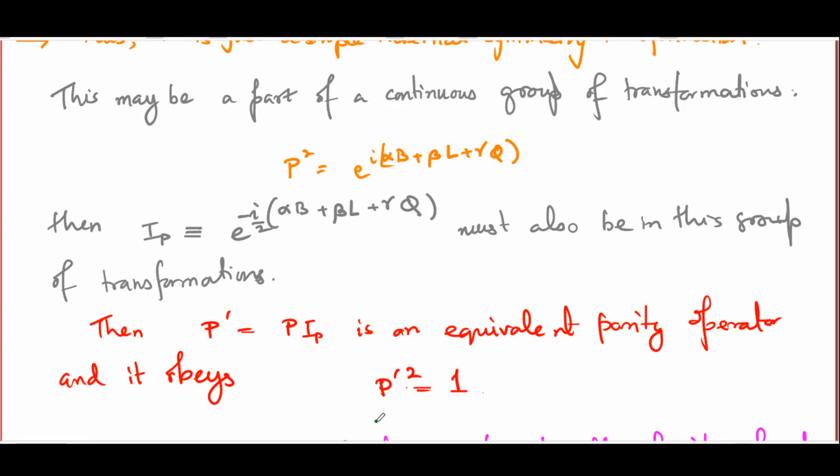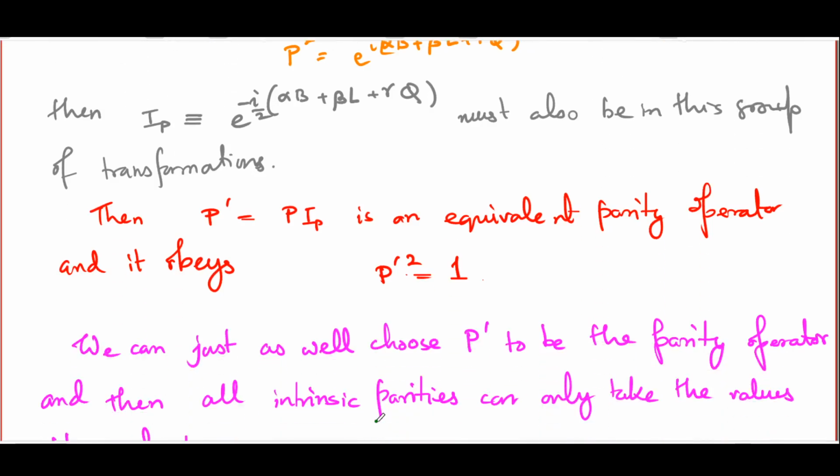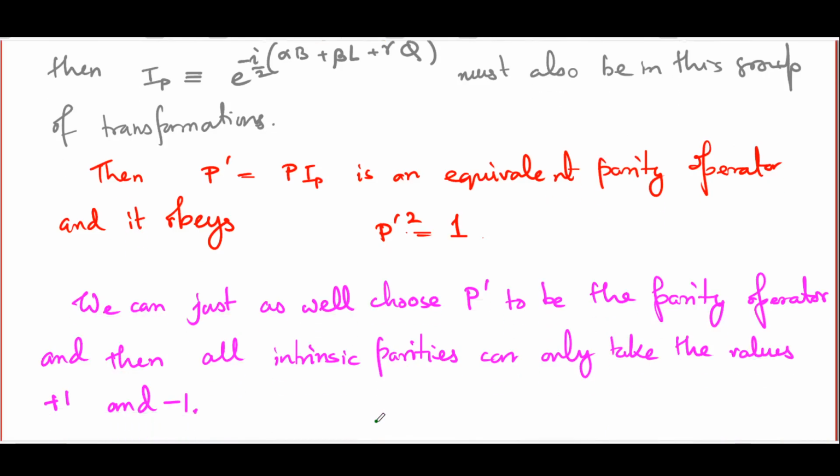So, we can always redefine our operators in such a way that P prime square, the new parity operator, so we can always redefine our operator. In such a situation where P square belongs to a continuous group of symmetry transformations, we can always redefine the parity operator so that this new parity operator squares to 1, and then all the intrinsic parities can only take values of +1 and -1 because they have to all square to +1.